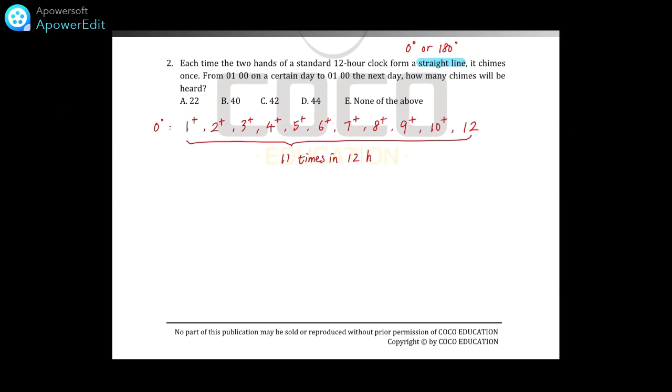Now the time given is from 1 o'clock to 1 o'clock on the next day. So that's 24 hours. That means we need to times 2. So 11 times 2, 22 times when they form a 0 degree angle.